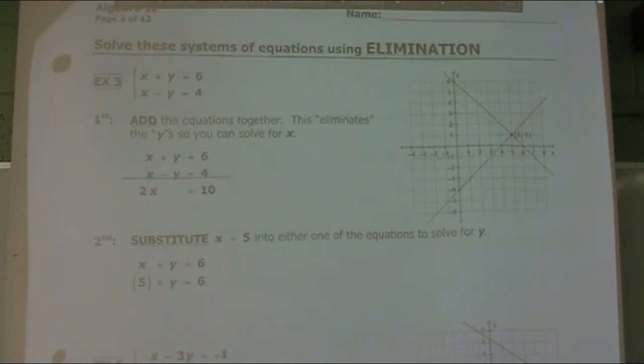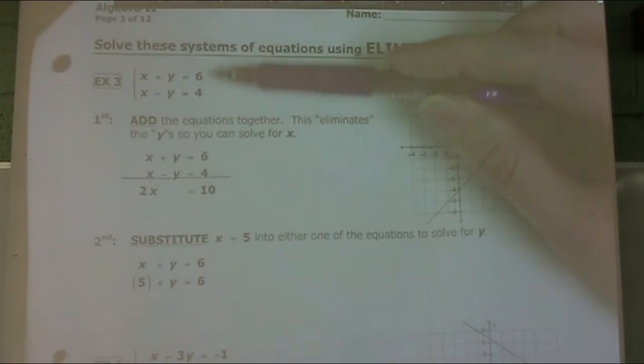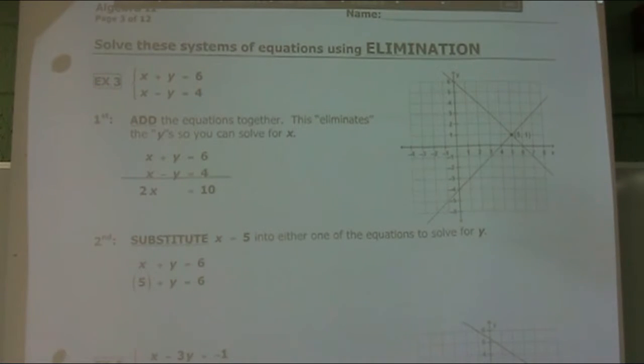Our goal when we do this is to eliminate either an x or a y from the equation, because we can't solve an equation that has two variables. We need to get it down to one variable. And my first example shows this. So I have x plus y equals 6 and x minus y equals 4.